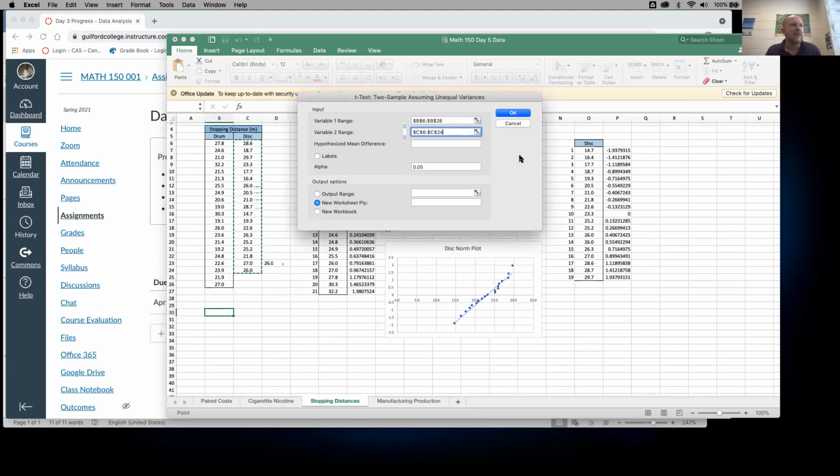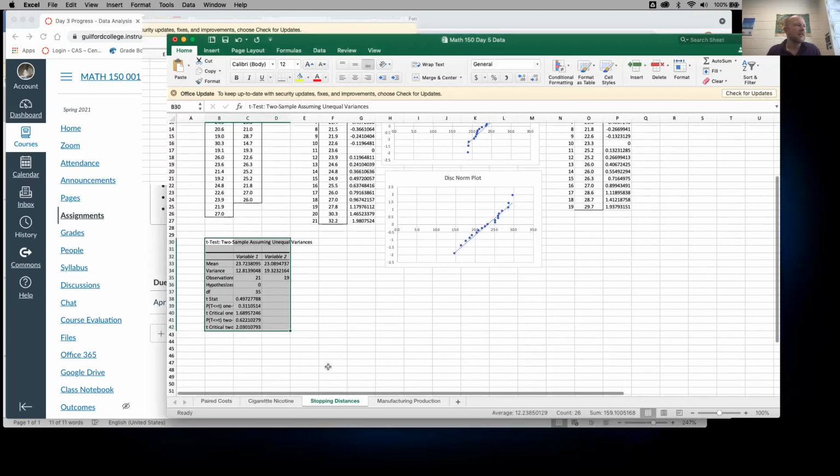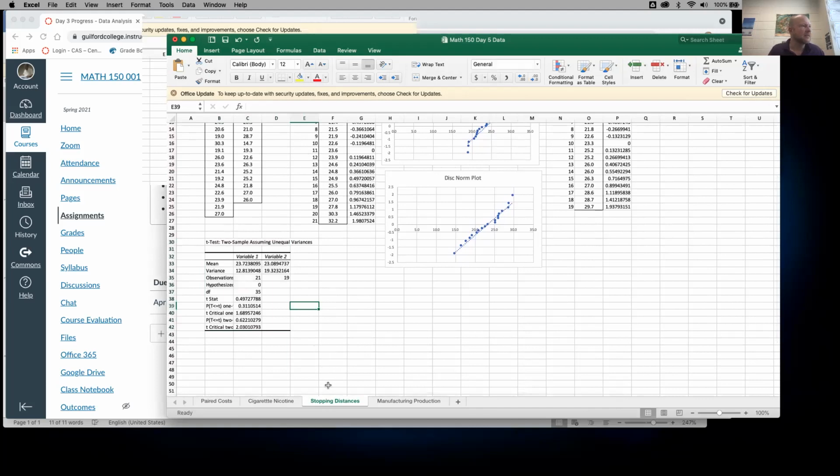And we don't have anything about a hypothesized mean difference. The alpha is 0.05. I mean, it's there, but it's not going to show up. The output range, what did I say? B30. We tell it that's okay. And now we can take a look at what we ended up with.